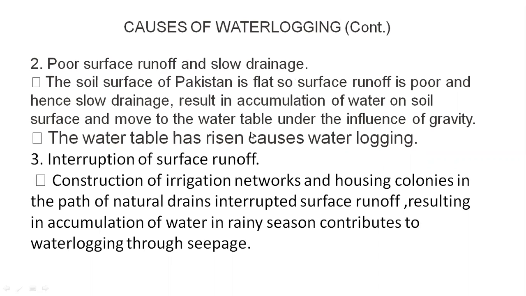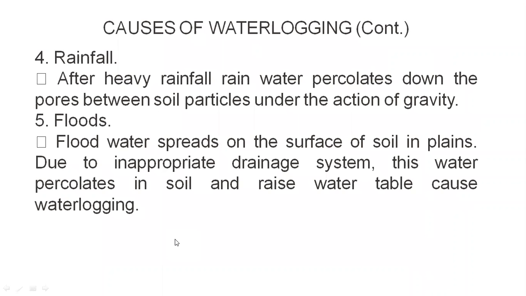Then the third reason is interruption of surface runoff. Interruption means sometimes we construct irrigation channels, irrigation networks, or housing colonies in the path of natural drains. When this happens, it interrupts the surface runoff channel and results in the accumulation of water in the rainy season, which contributes to waterlogging through seepage.